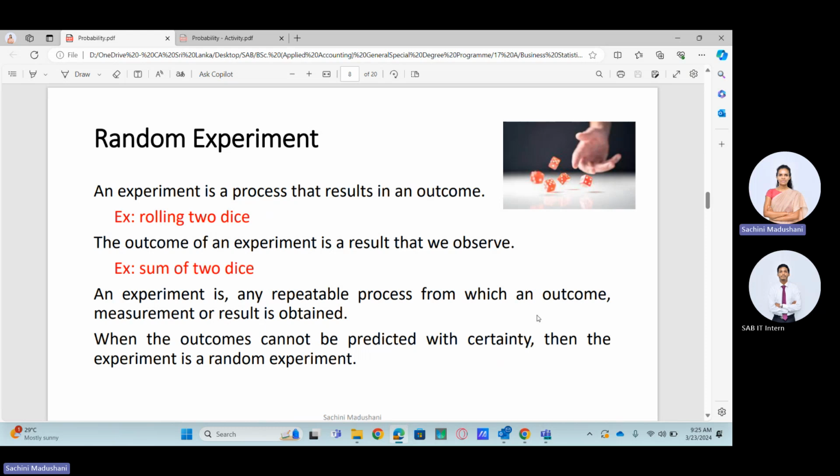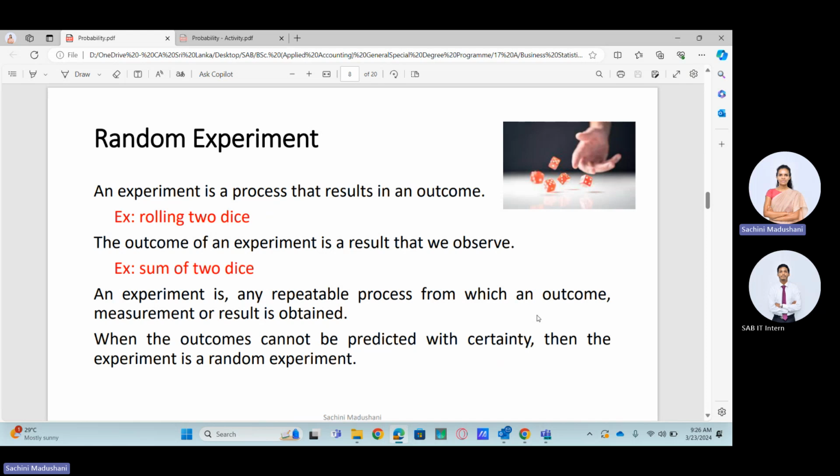Now we move to some subject-related terms in statistics regarding probability. First, we need to identify what an experiment is. All of you have heard that word, experiment. An experiment is a process that results in an outcome. We conduct the experiment with the objective of getting an outcome. That is the experiment.